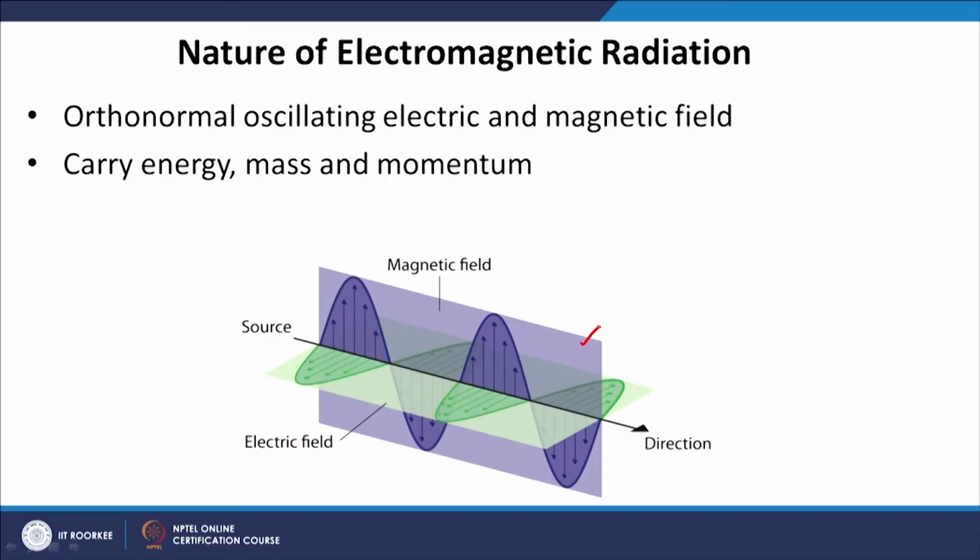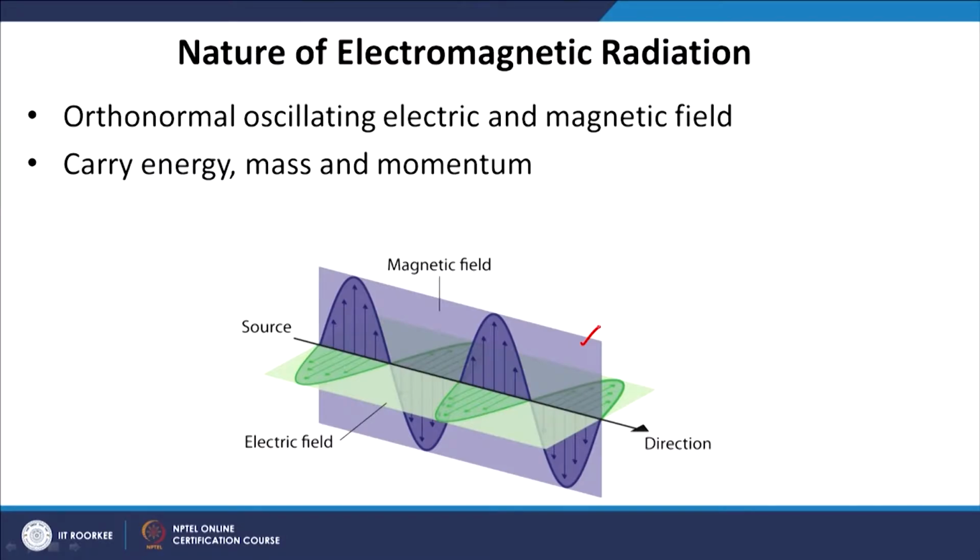So, what is the basic, fundamental nature of electromagnetic radiation? The name itself gives you an idea that it is electric and magnetic radiation or waves. It is basically oscillating electric and magnetic waves which are orthonormal to each other. That means they oscillate in perpendicular planes. So, this is the plane of the magnetic field which is oscillating, and this is the plane of the electric field, and they are orthonormal to each other. That means they are in perpendicular planes. These waves carry energy, but they also carry mass and momentum.